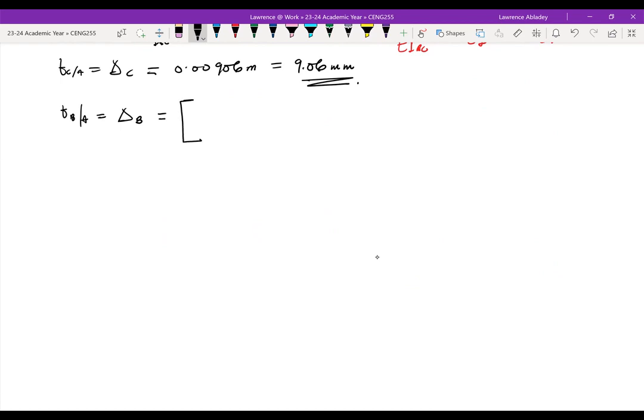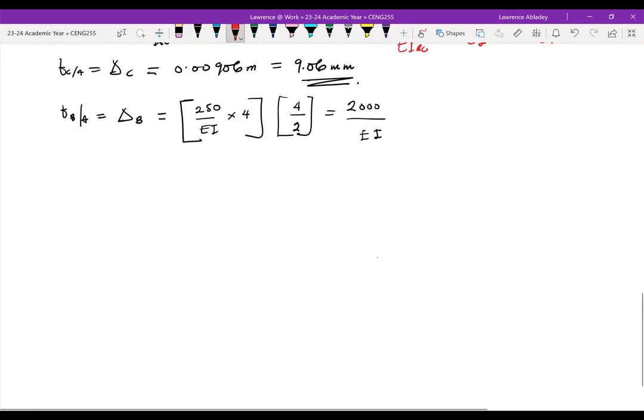So the area of that portion will be 250 over EI times the height of 4, right? It's like a rectangle. And then the moment arm from the center of the rectangle to B will be 4 over 2. So that will give us 2000 over EI. Again, the I over here is actually IBC.